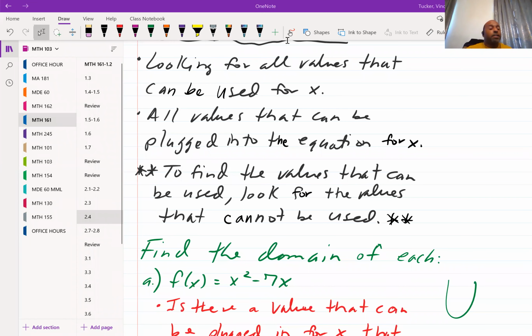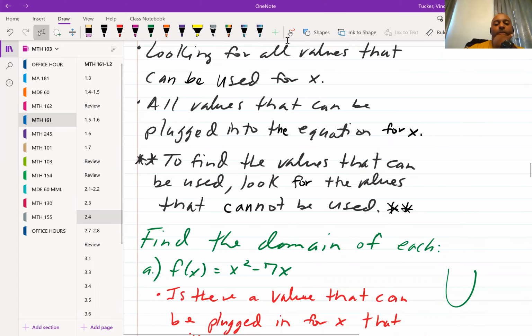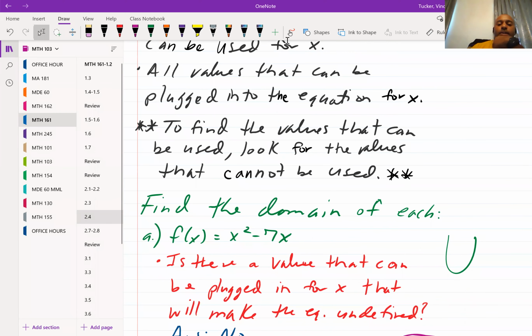So first exercise, find the domain of each. They give us first f of x is equal to x squared minus 7x. So you ask yourself the question, is there a value that can be plugged in for x that will make the equation undefined? So you want to know, is there anything I can plug in for x that will put me in a bad situation as far as the equation is concerned? In other words, it will make the equation undefined.